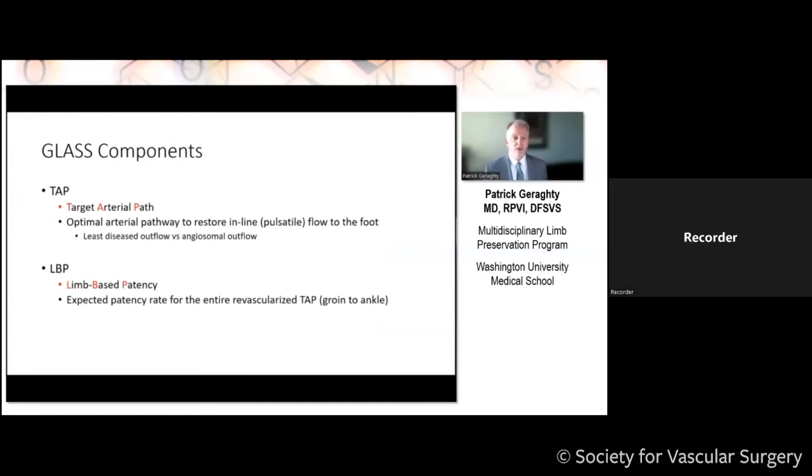Within GLASS, we refer to two other acronyms, the first being TAP or target arterial path. This is the optimal arterial pathway to restore inline pulsatile flow to the foot, running from the groin all the way down to the foot. This can involve either the least diseased outflow vessel or angiosomal outflow vessel at the operator's discretion. The second is the concept of LBP or limb-based patency. This is the expected patency rate at 1 year for the entire revascularized treatment target arterial path from the groin to the ankle.